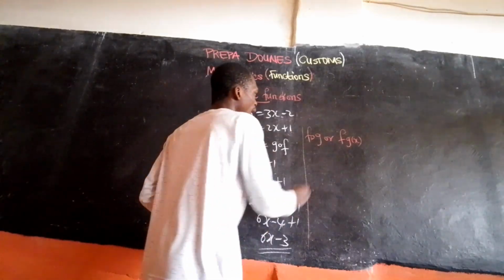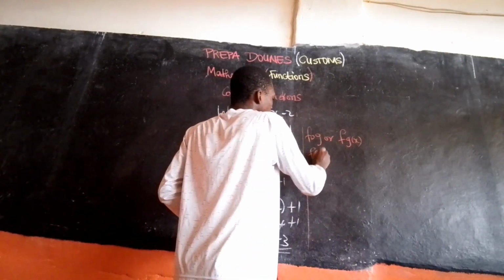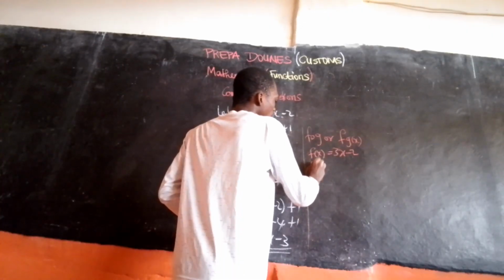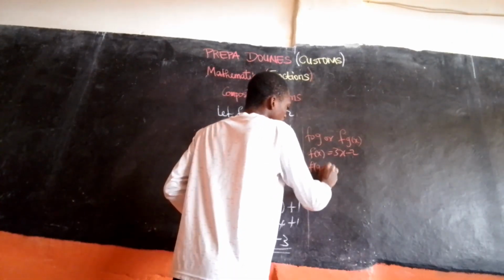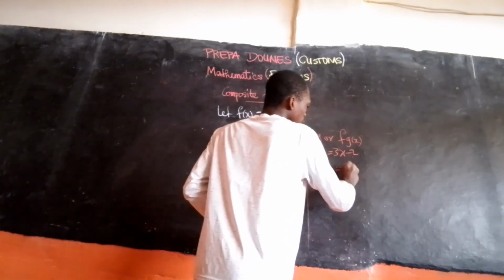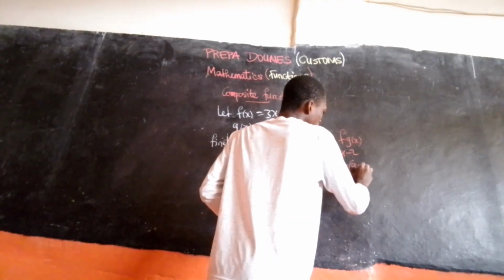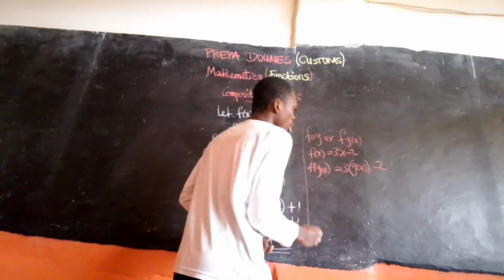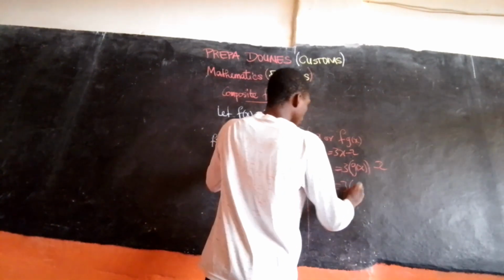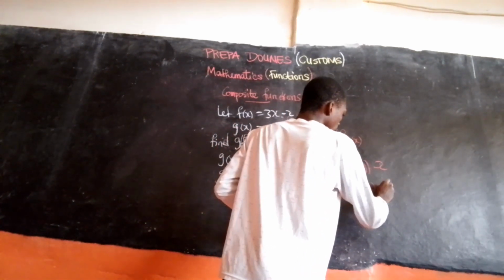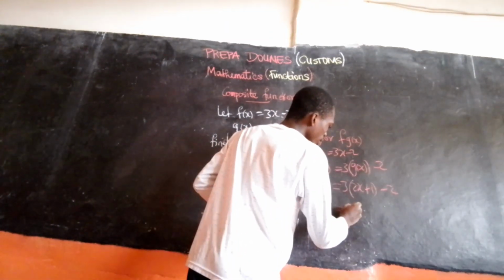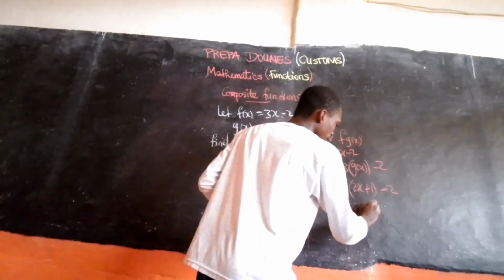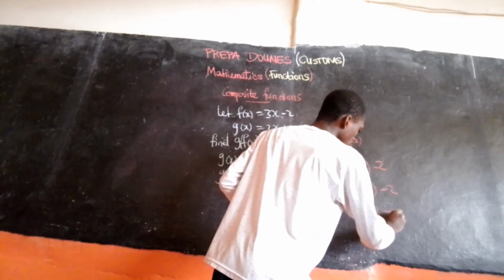Here now, I'll simply go to the function f of x, which is defined by 3x minus 2, and then I'll put g of x there. So it will be 3, in the place of x, I'll put g of x, minus 2. Now, g of x is 2x plus 1, then minus 2, which is 6x. 3 times 2 is 6x, 3 times 1 is 3, minus 2.